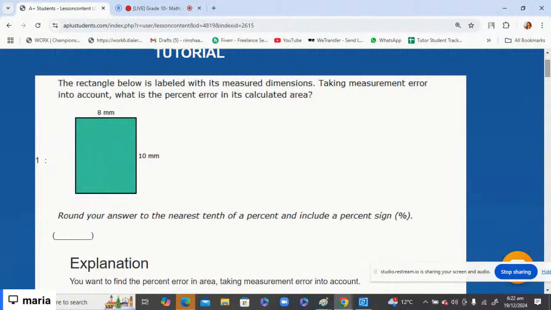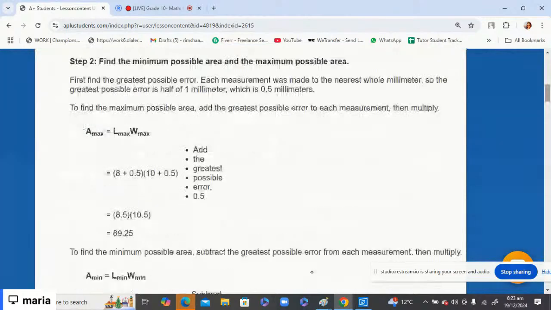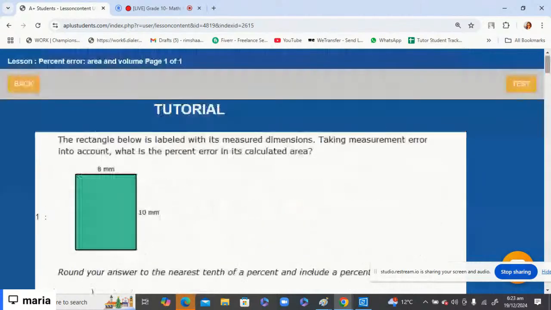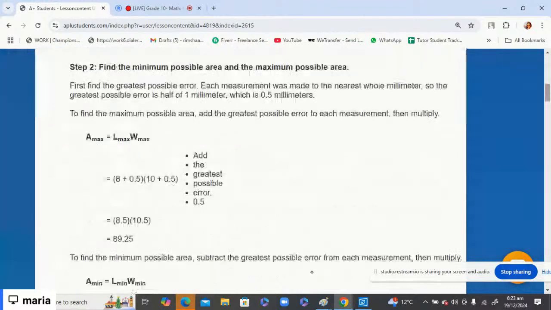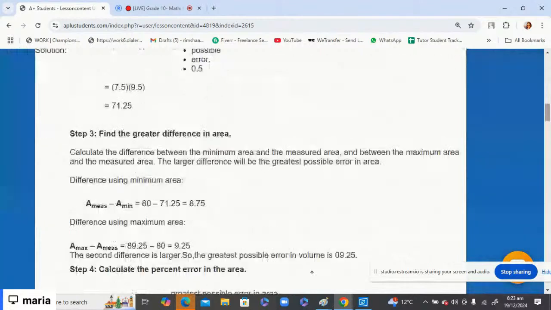Okay, finding the area first of all. What is the area of the rectangle? Area of the rectangle is length times width. Multiply 8 times 10. That is 80. Now, first of all, you are going to find the maximum and minimum. Here it's not mentioned that you find the maximum or minimum. First we find the maximum area, then you find the minimum area, and then you subtract it, and then just get the final answer.